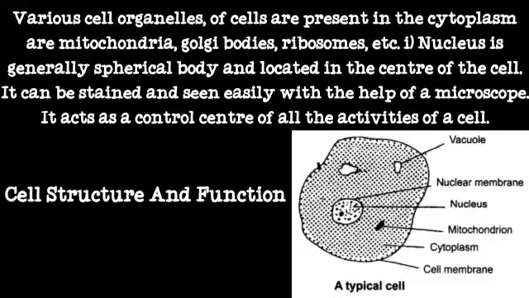Cell structure and functions. Various cell organelles are present in the cytoplasm, such as mitochondria, Golgi bodies, ribosomes, etc. The nucleus is a generally spherical body located in the center of the cell. It can be stained and seen easily with the help of a microscope. It acts as the control center of all the active cells.